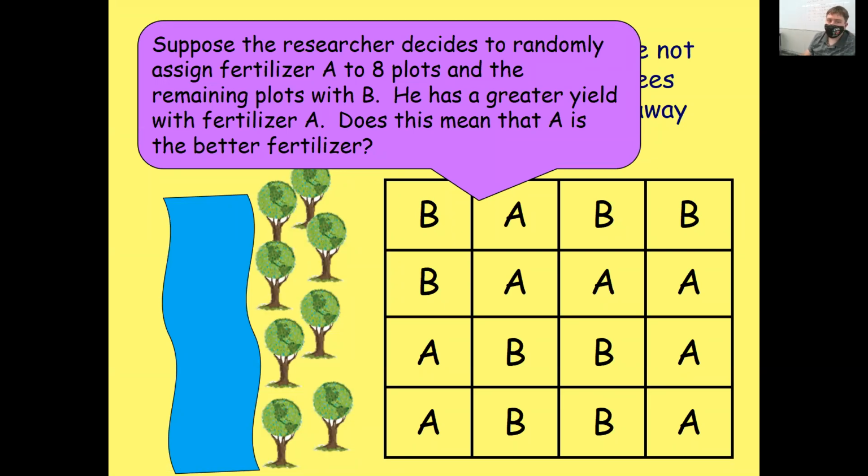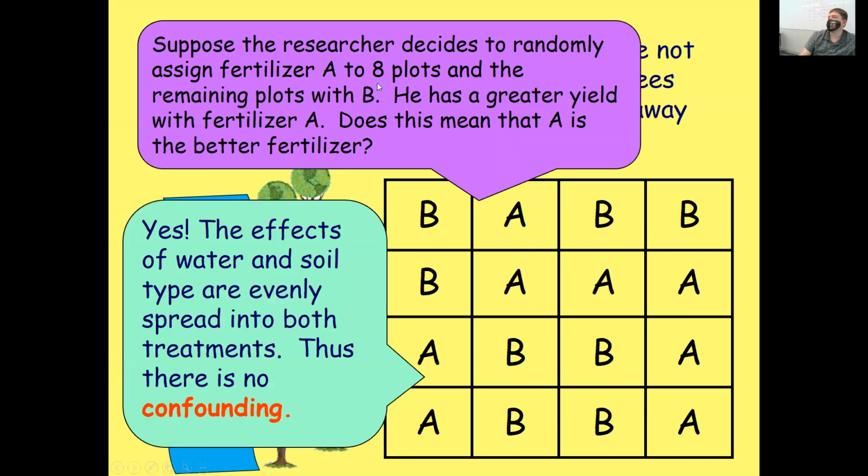He gets a greater yield with fertilizer A. Does that mean that A is a better fertilizer? We can now say yes, because we randomly assigned it. We followed our completely randomized design that we just went over. The effects of water and soil are more evenly spread out. So there's less confounding variables. Shouldn't say no, should say there's less.